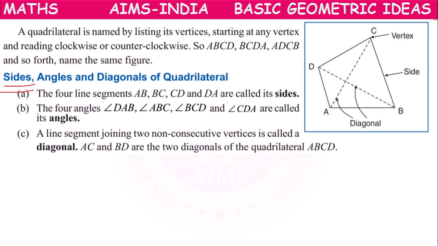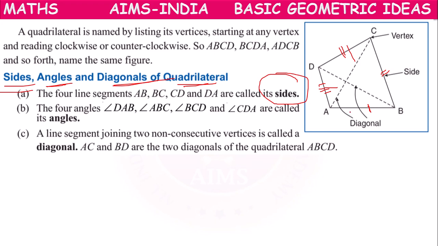Next one. Sides, angles, diagonals of a quadrilateral. The four line segments AB, BC, CD, DA, this is the first line segment, second line segment, third line segment, fourth line segment. These four line segments are considered the four sides of the quadrilateral.